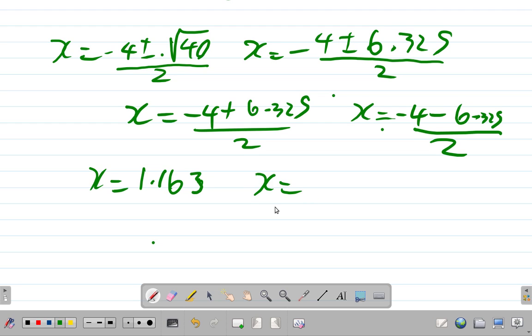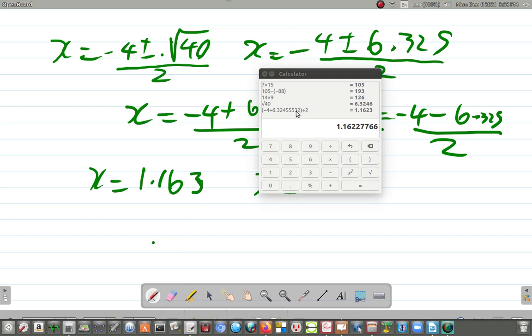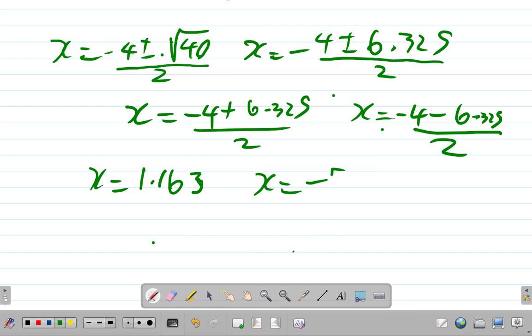And the other value for x is, and let's look at that one now. We'll just go back and put a minus here instead of a plus, right? And bam, that's negative 5.162. So the other answer here now is negative 5.162. So those are the values of x.